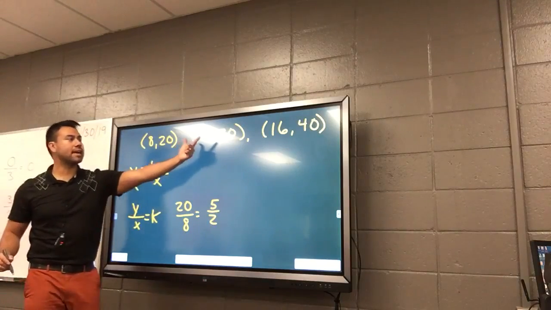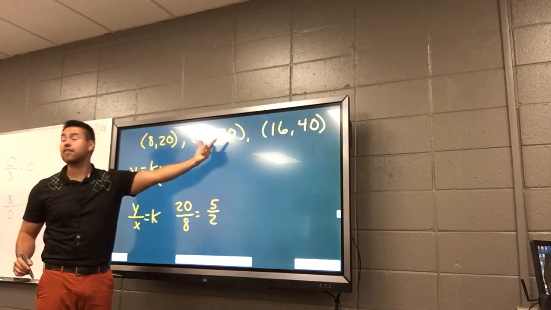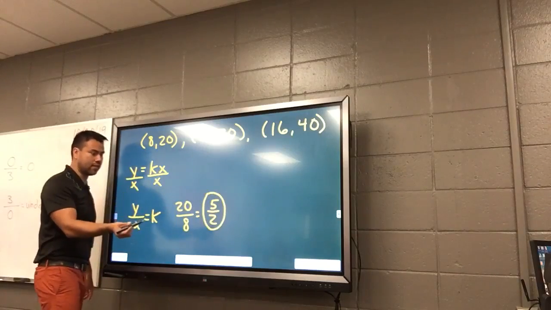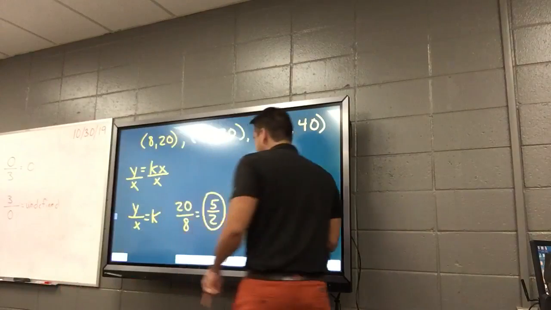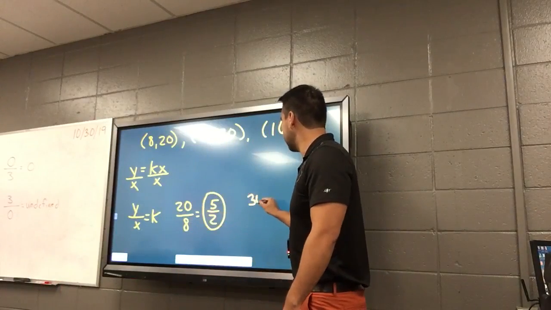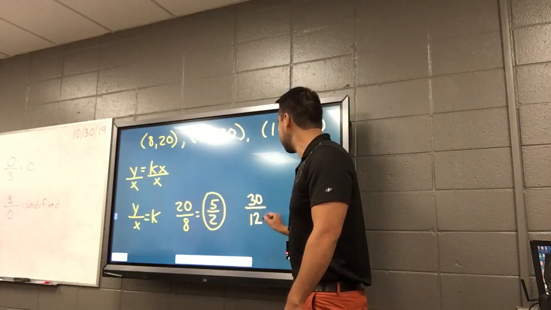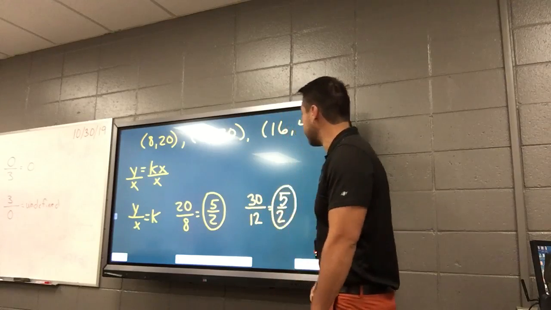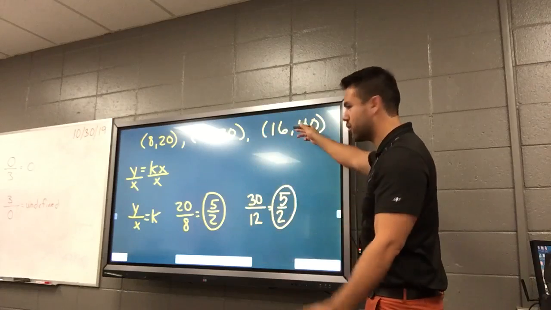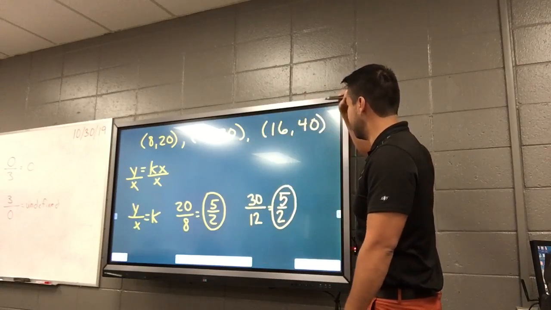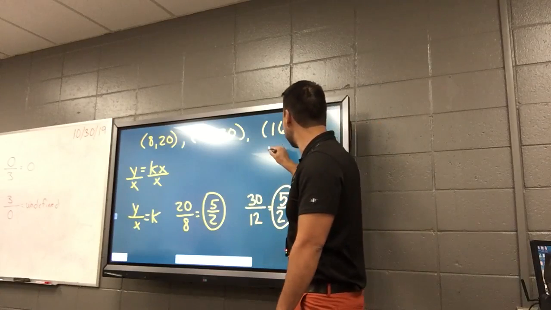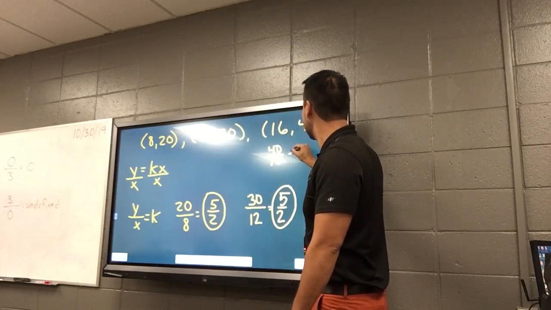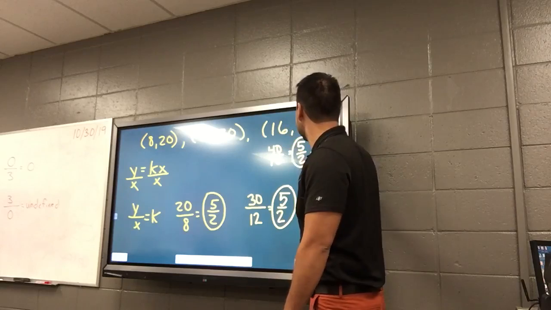Okay, let's pick the second point and find the k value for that. So I found one k value. Now let's find the second k value. Which number goes on top? The y value, which is what? 30 over 12. What does that simplify to? 5 over 2. That's your k value for the second ordered pair. Guess what your k value for the third ordered pair is? Yeah, and you're like, wait, how do you know that? 40 over 16. And you're like, what goes in? 8 goes into both. 5 over 2.